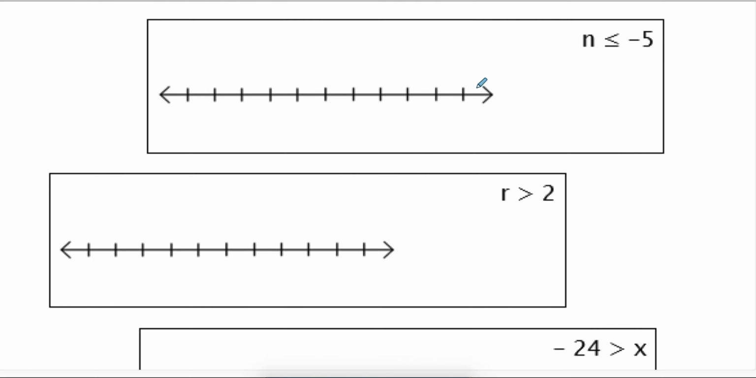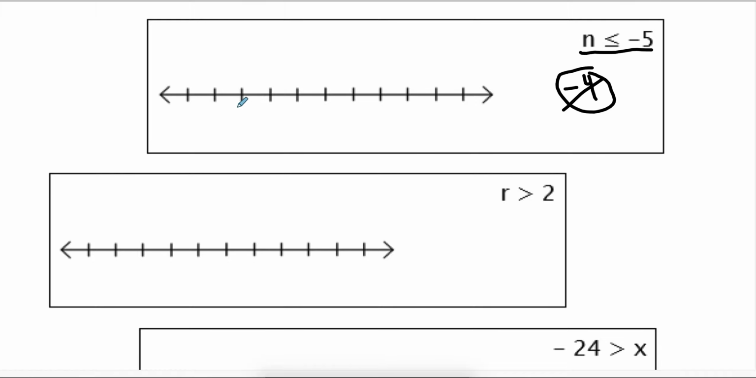Let's try some situations here. Our first one says that n is less than or equal to -5. So n is all numbers less than or equal to -5. So what numbers are less than -5? Is -4 less than -5? No, that's actually bigger than -5. So we can't have -4 included on our number line.